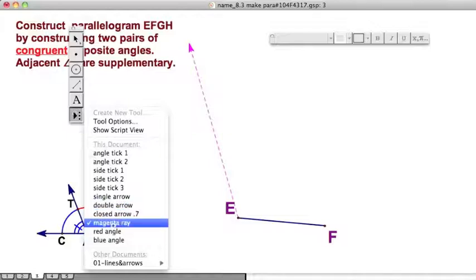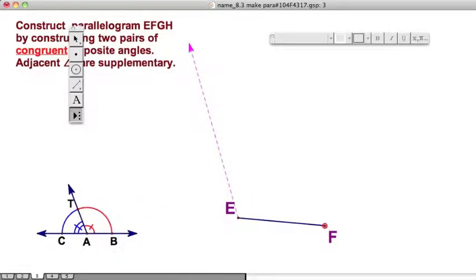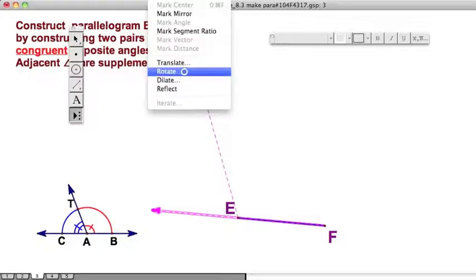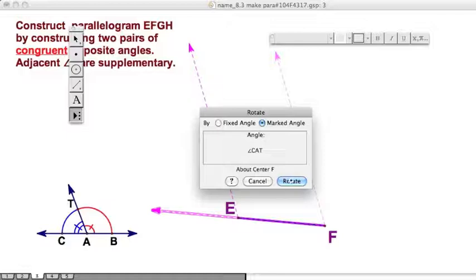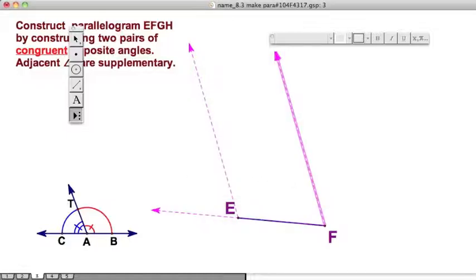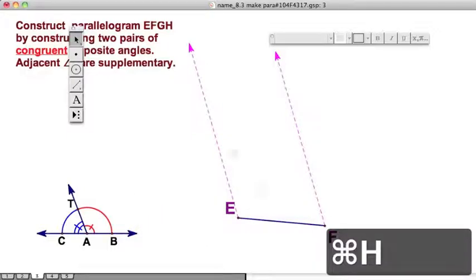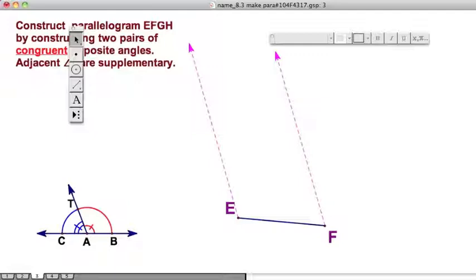Then we're going to put on our magenta ray. I'm going to put it there. And I'm going to rotate by marked. You know, hey, pretty slick. So again, take this one and hide it. Now, what do we do next? Well, it's up to you.